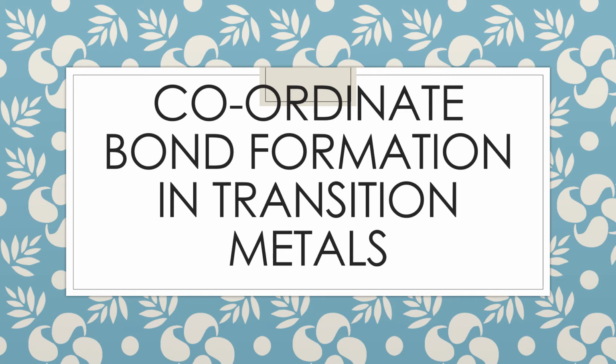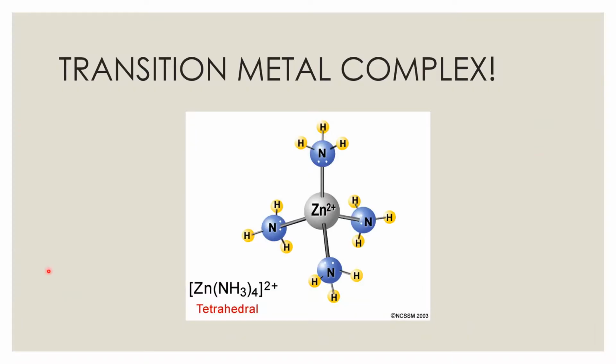Hello everyone. Today let us learn about coordinate bond formation in transition metals. So let us see the transition metal complex. This is the transition metal complex. This is tetrahedral. You can see the central metal ion surrounded by ligands.